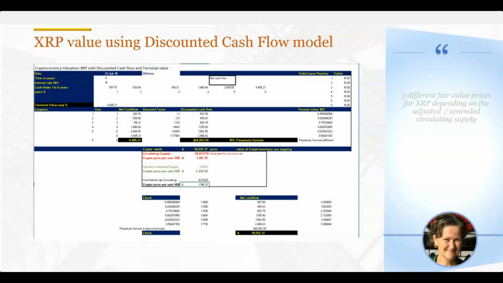So just to recap, this is our discounted cash flow model. It was over 6 years. We discounted by 10%, brought those cash flows back to net present value. Then we had 3 different circulating supplies: one from CoinMarketCap, one from Azario, and one with amended lost coins that we know about, and amended burn, burnt coins, which are used in the XRP, the Ripple system, to ward off hacks and that sort of thing.